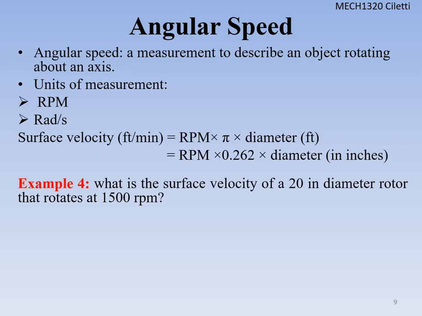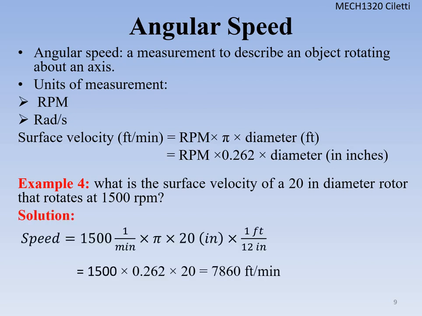Okay, so example 4 says, what is the surface velocity of a 20-inch diameter rotor that rotates at 1,500 RPM? So important pieces here, right? We have the diameter, it's 20 inches, and we know that the rotor rotates at 1,500 RPM. So that's going to help us when we do the calculation. We have the RPM, we have the diameter, and we already have the conversion factor for everything.